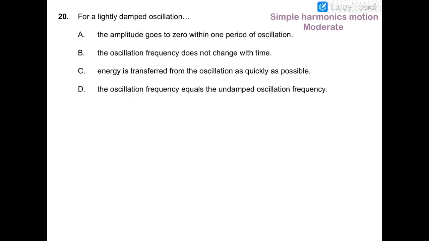Energy is transferred from oscillation as quickly as possible, and oscillation frequency is equal to the undamped oscillation frequency. See, first of all, let us analyze option A, which says that amplitude goes to 0 within one period of oscillation. This is wrong because damping is quite low, so amplitude would not decay with such a high rate.